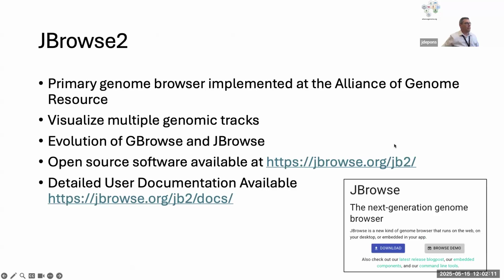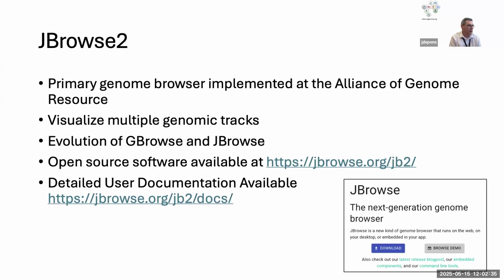Okay, I'm going to start off with a little bit of background on JBrowse2, what it is. It's the primary genome browser that we've implemented at the Alliance Genome Resources. It can be used to visualize pretty much anything that you can map to the genome. It's an evolution of GBrowse and JBrowse. Those are projects that were started by the Gmod group. I believe GBrowse was about 2002, JBrowse around 2010.